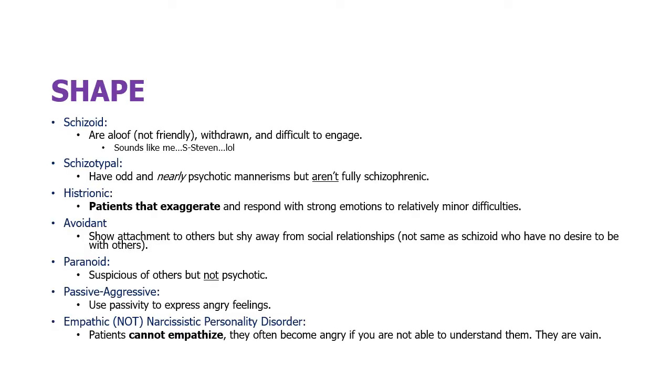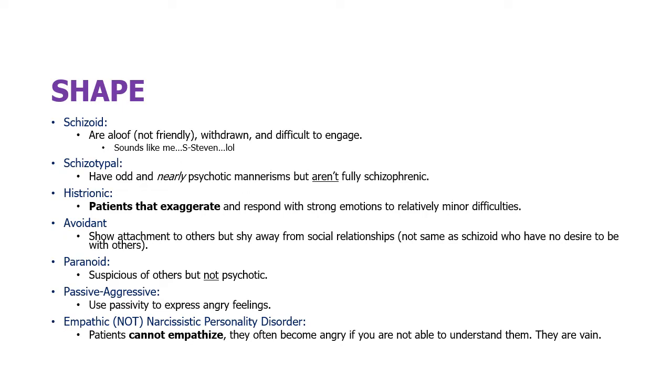Now the shape portion of the mnemonic, S is for schizoid. So these individuals are not friendly, they're withdrawn, and they're difficult to engage with. So it kind of sounds like me when you first meet me. So S, Steven, schizoid, whatever. And then you have schizotypal. I consider these like a type of schizo, so they're not fully schizophrenic. They have nearly psychotic mannerisms.